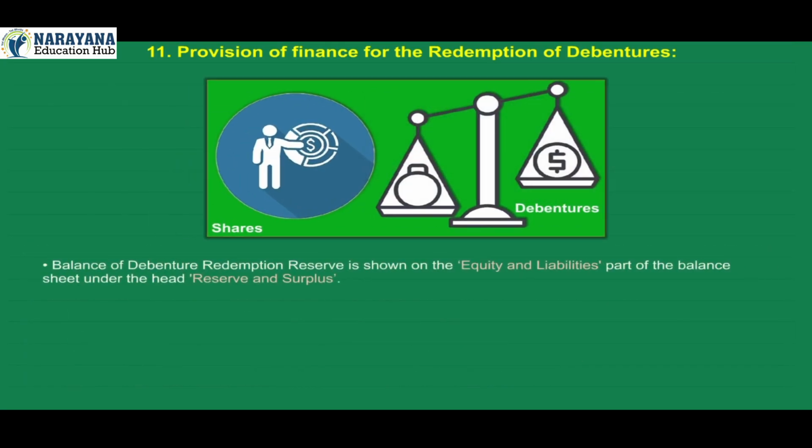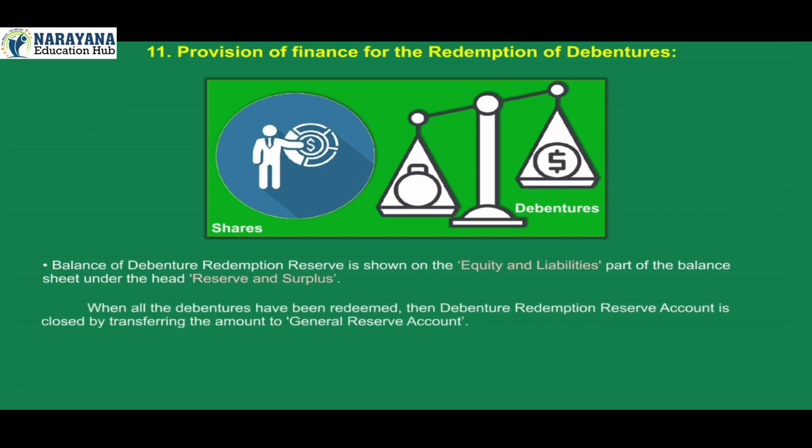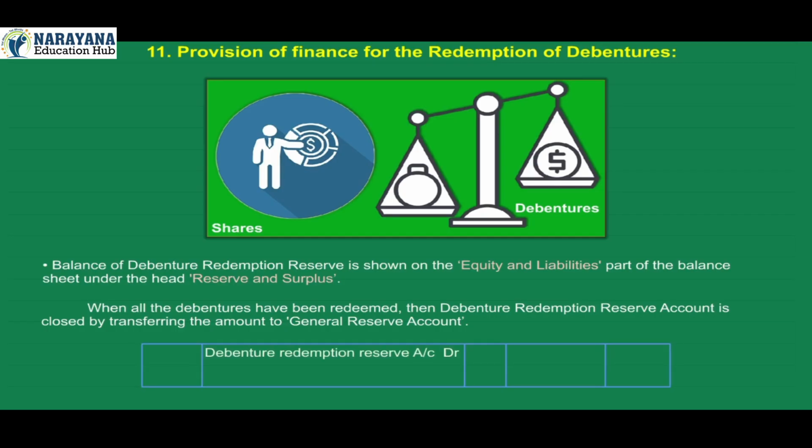Balance of debenture redemption reserve is shown on the equity and liabilities part of the balance sheet under the head Reserve and Surplus. When all the debentures have been redeemed, then debenture redemption reserve account is closed by transferring the amount to general reserve account. Debenture redemption reserve account debit to general reserve account credit.